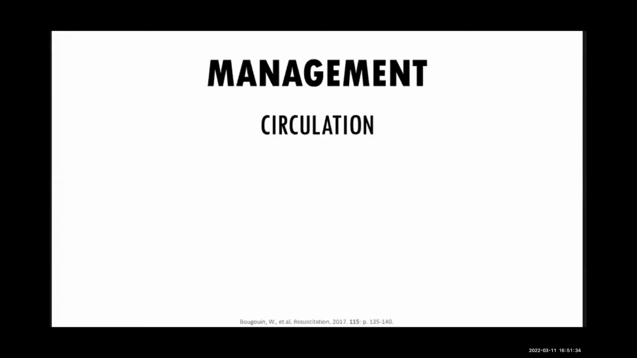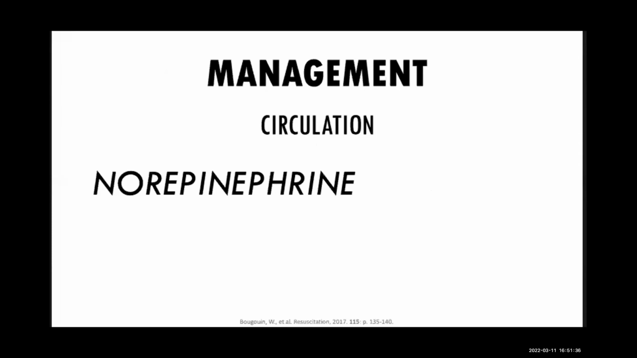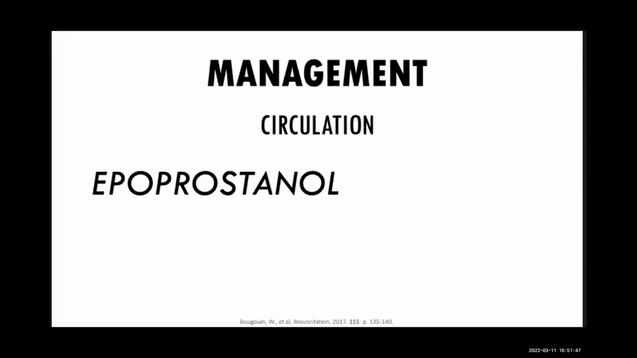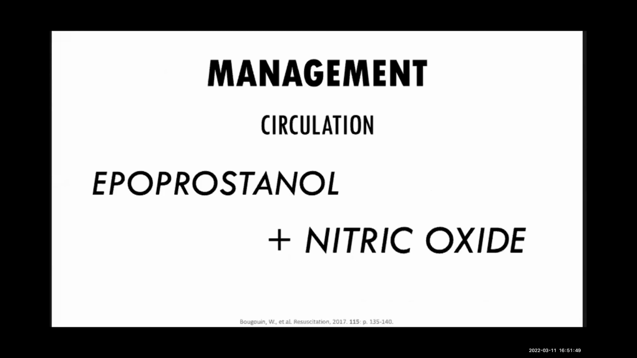Now, to continue on with management, circulation: I'm a big fan of norepinephrine in these patients. Vasopressin, for the pulmonary vasculature sparing, I think is super important and would be my second line. And then I'm also considering things like epoprostenol and nitric oxide as pulmonary vasodilators.